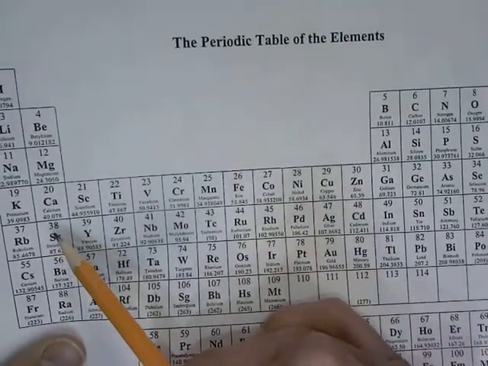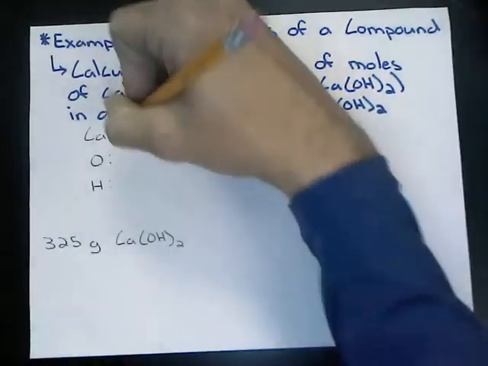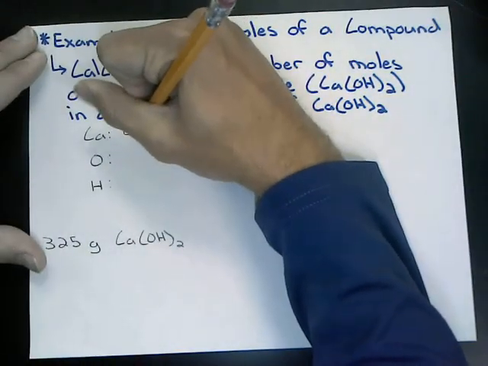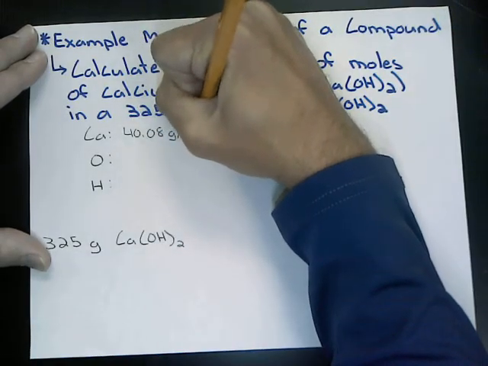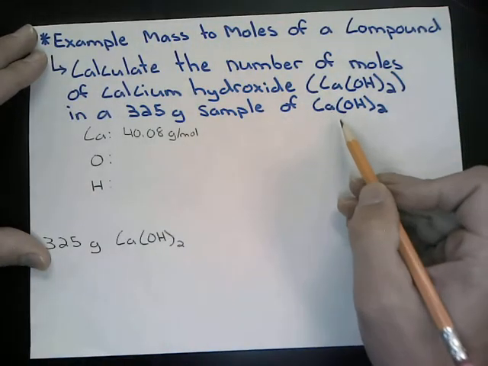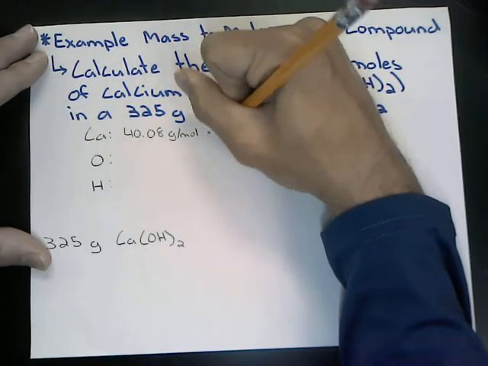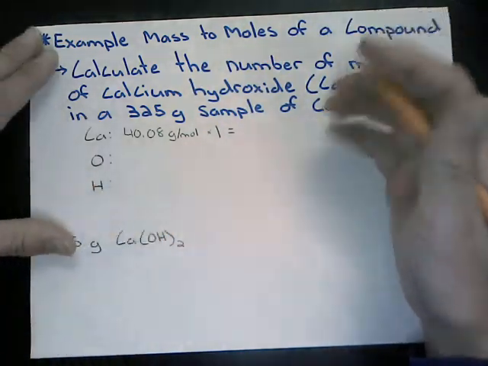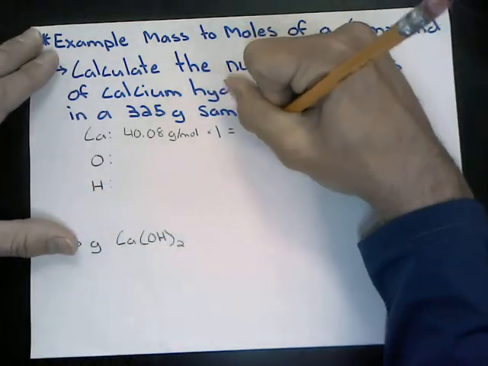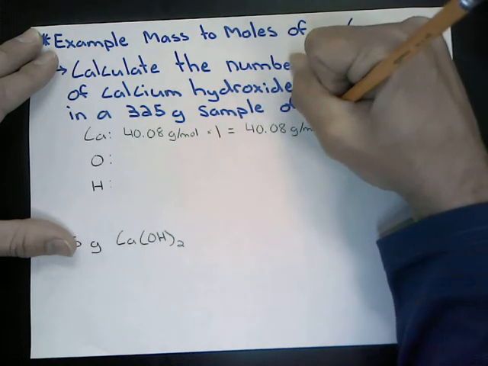Remember, we round to 2 decimal places, so we have 40.08, and that is 40.08 grams per mole. We look to the formula, and we say, hey, there is 1 calcium, so we multiply this by 1. Now remember, anything times 1 is always itself. So we have 40.08 grams per mole.